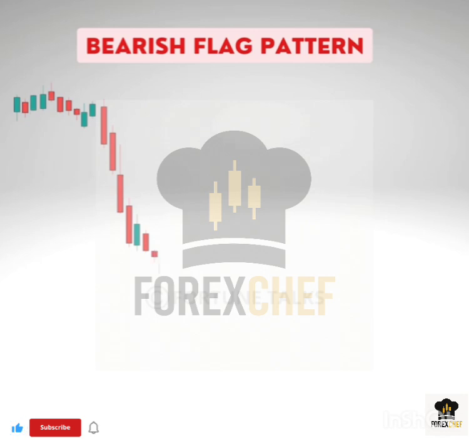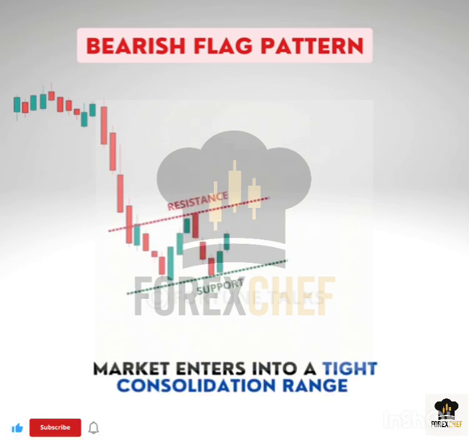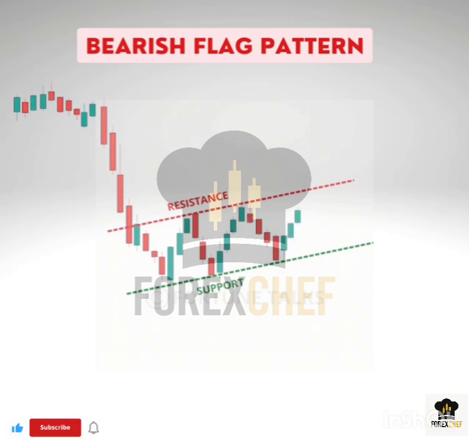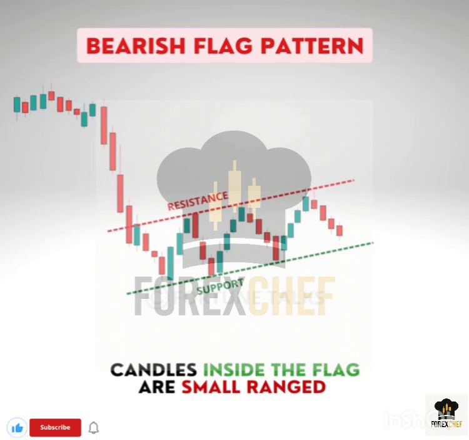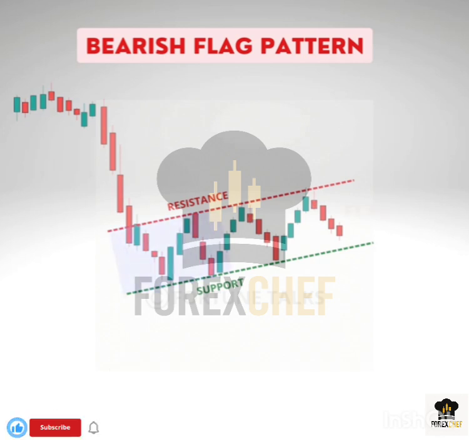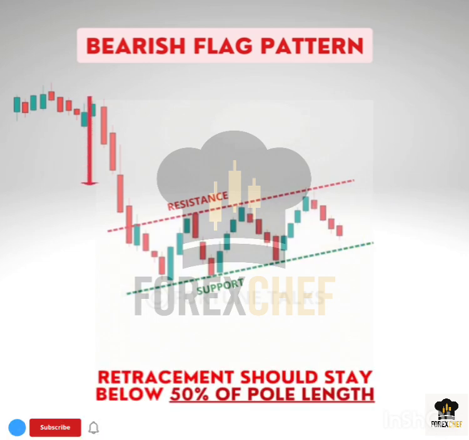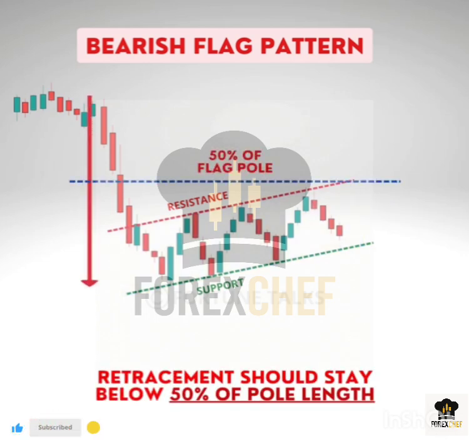After the strong move lower, the market needs to take a breather. Here is where you can expect a potential bear flag to form as the market does a pullback. The pullback forms with lows and highs that are parallel to each other and should consist of smaller ranged candles as compared to the previous bearish move. The tighter the consolidation range, the more likely the market will break out lower. The upward retracement should be lesser than 50% of the pole.